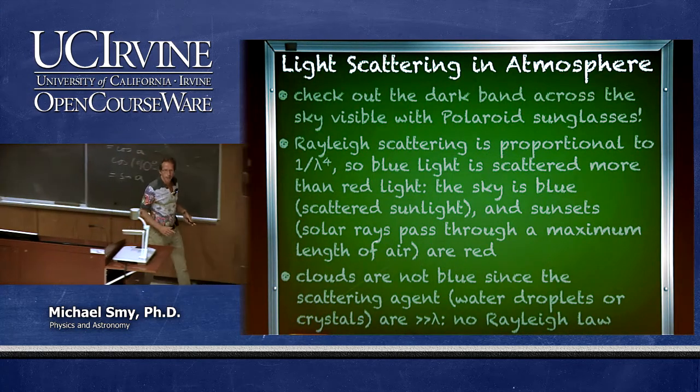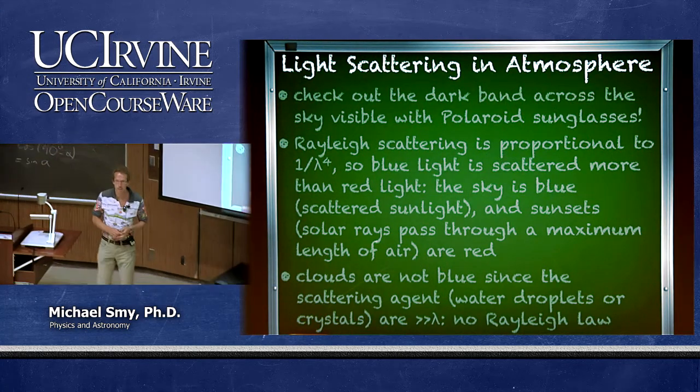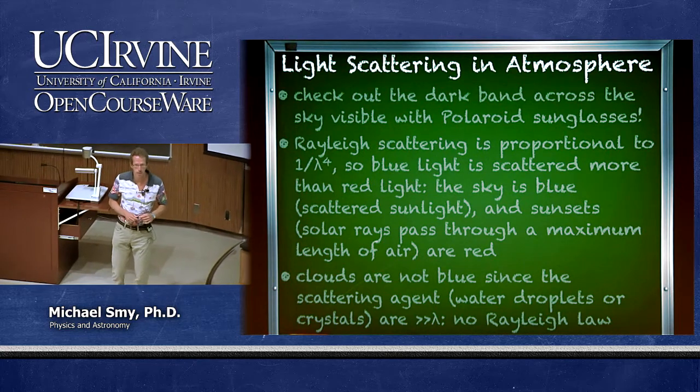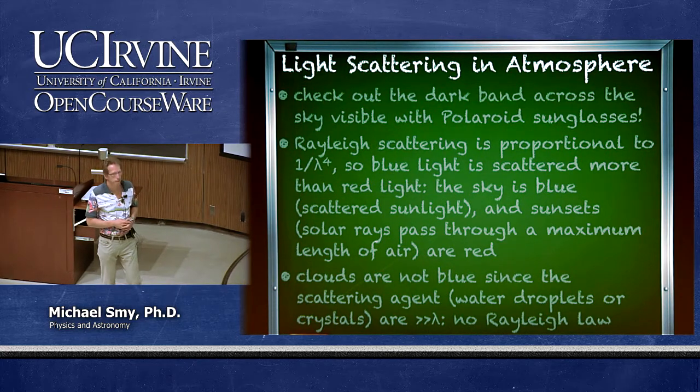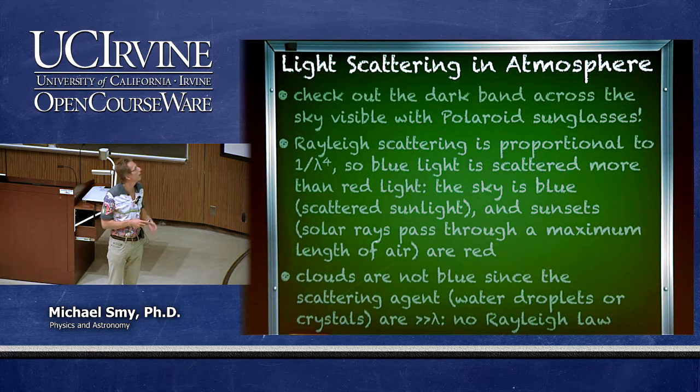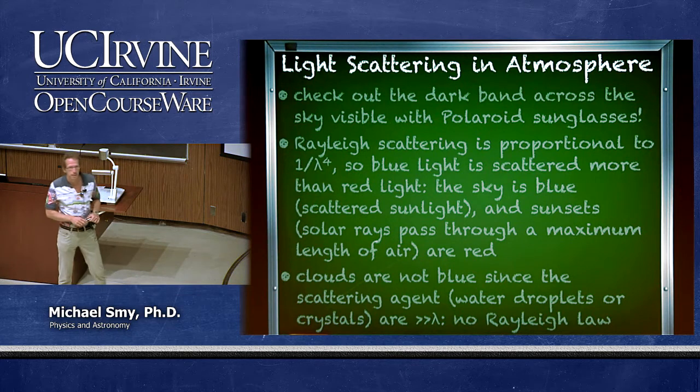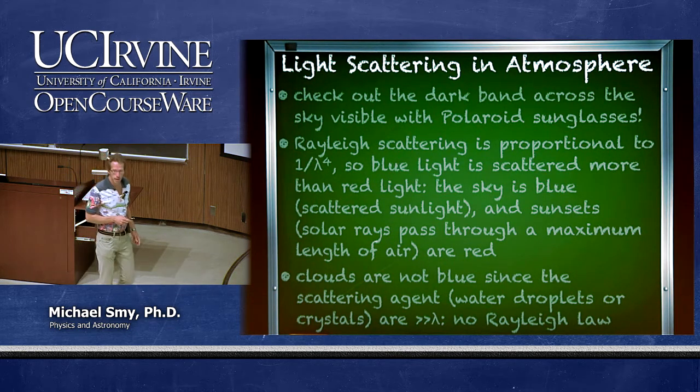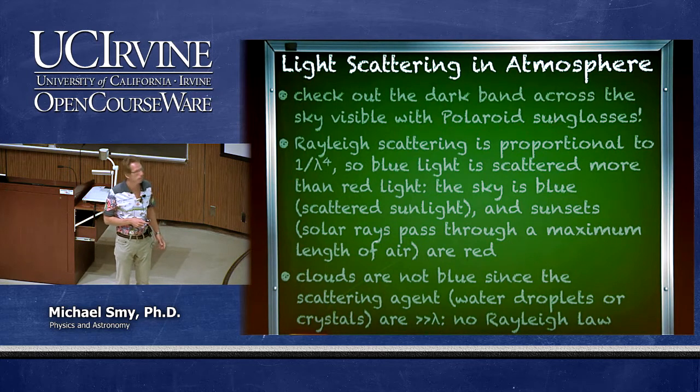And you can get a similar view by wearing Polaroid sunglasses. And if you have them, then on a sunny day, I invite you to go out and find the dark band across the sky. And the advantage is, even when the sun is obscured by clouds, you can still find the position of the sun that way.